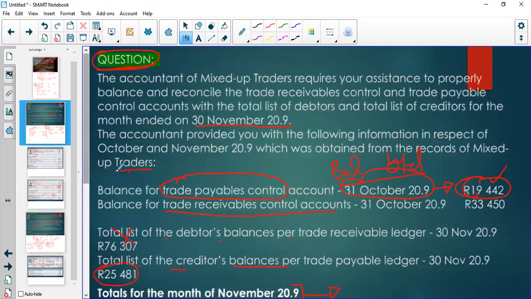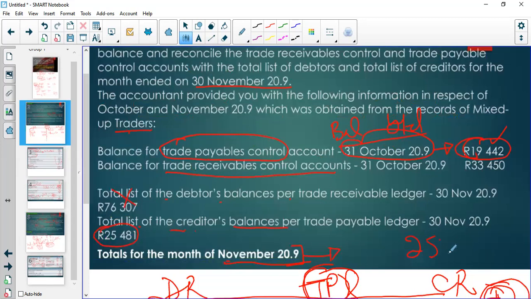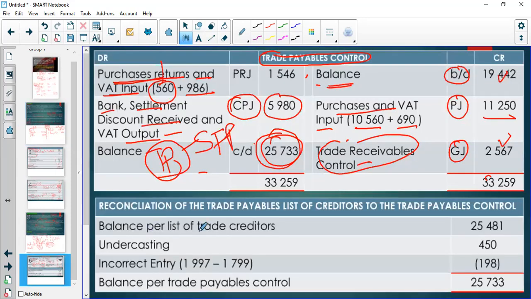All right, so we have a 25733, but actually the individual list of balances gives us a total of 25481. Because there's a difference there, we have to do a reconciliation to try to figure out why there is a difference between those two amounts. So to do the reconciliation, we generally start with the list per creditors balance. So the balance per list of trade creditors is what we are given.